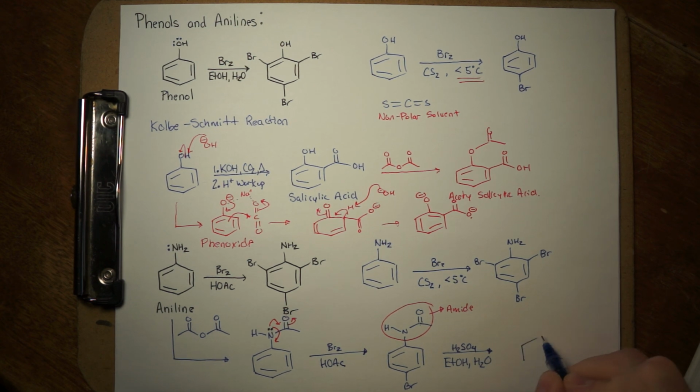When we do that, that kicks out our amine, our para-bromoaniline, and then a mixture of acetic acid and ethyl acetate from the addition of water or ethanol to the carbonyl.